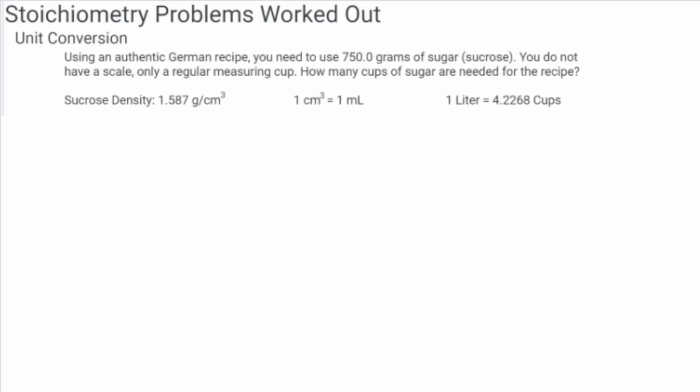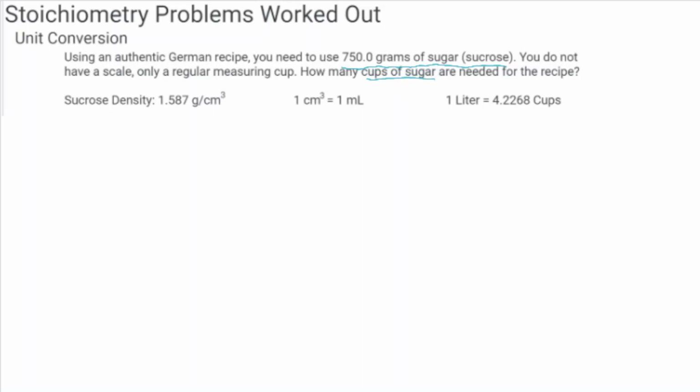So the first thing we want to do is figure out what we are given. What is the variable that we're starting out with? In this case, it is going to be the 750 grams of sugar, or grams of sucrose. And then you may want to figure out what your final destination is. Where are we trying to get to? When you're reading the question, it says, how many cups of sugar are needed for the recipe? So we're looking for cups of sugar.